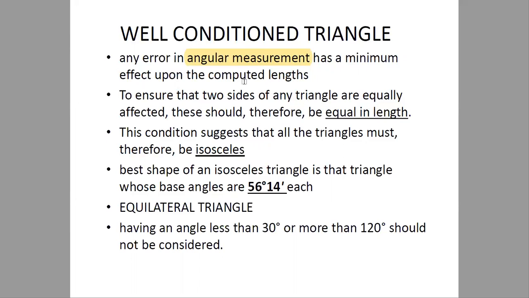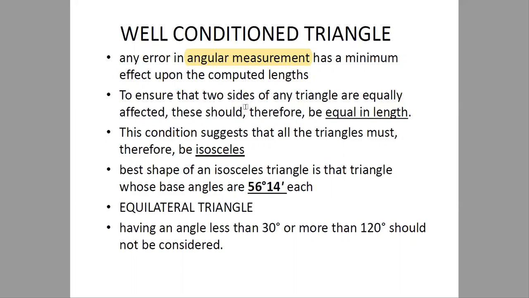Those specific triangles are said to be well-conditioned triangles. To ensure that two sides of any triangle are equally affected, they should be equal in length. Now, we have to ensure that both the sides, that we have to find out, as one side will be measured in triangulation also, that is the baseline.